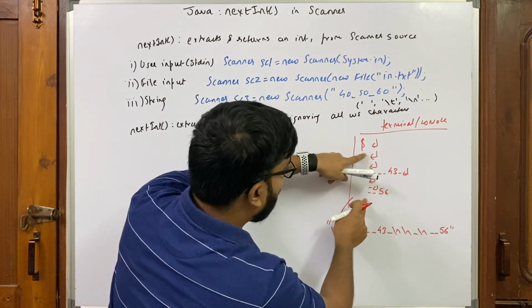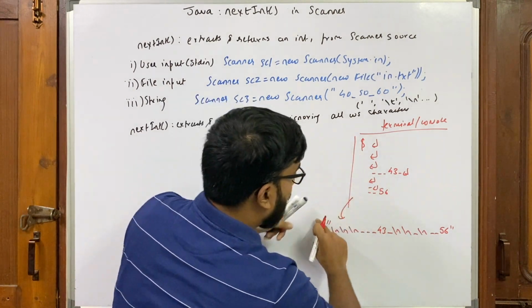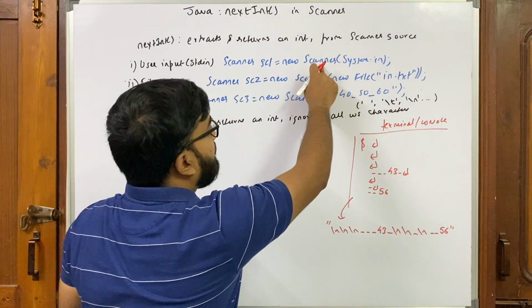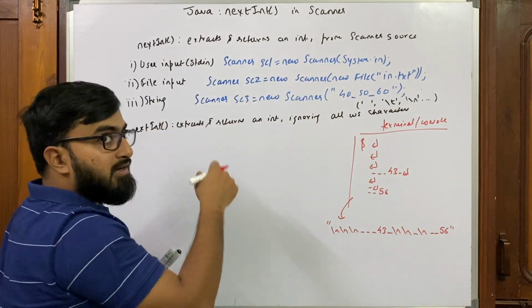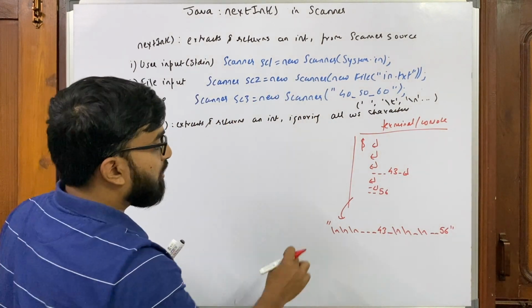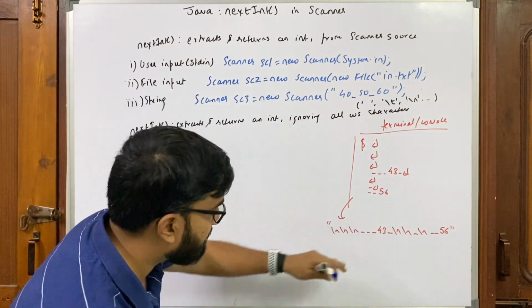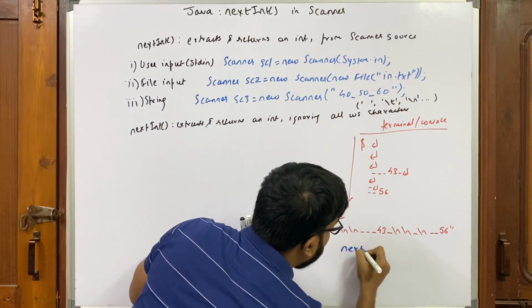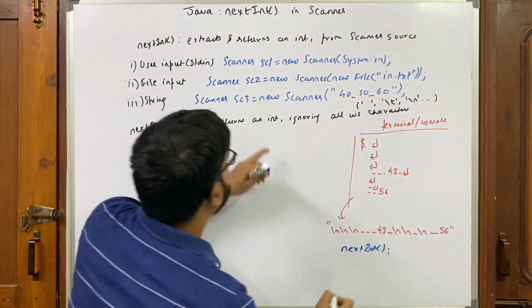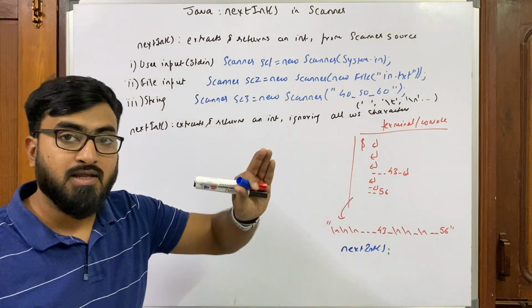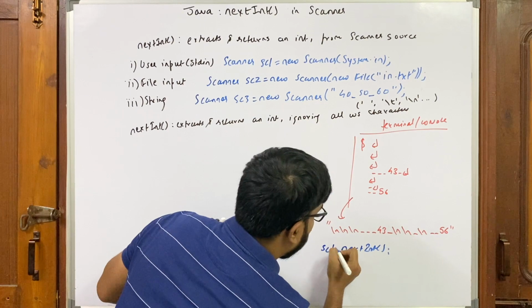So when you give this input in standard input, this basically goes as a string to this scanner object, and then we use methods like nextInt, nextDouble, nextFloat, next, and so on to extract from this string. On this input, which goes as a string, I call nextInt on this sc1 object: sc1.nextInt.